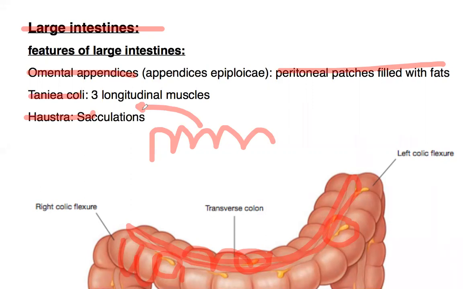Okay, so these are the 3 features that are specific to large intestines. And if you see them, it's definitely large intestines. They're what makes the difference between large and small intestines.